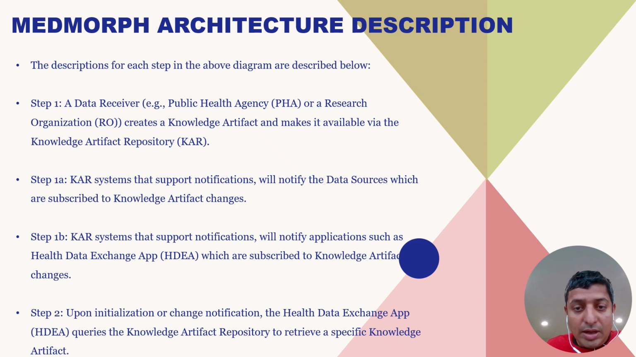When we talk about the reference architecture, the description of each step in the diagram is mentioned as below. Step 1. A data receiver, for example, a public health agency or a research organization, creates a knowledge artifact and makes it available via the knowledge artifact repository. So in this scenario, it could be CDC, which is generating the knowledge artifact.